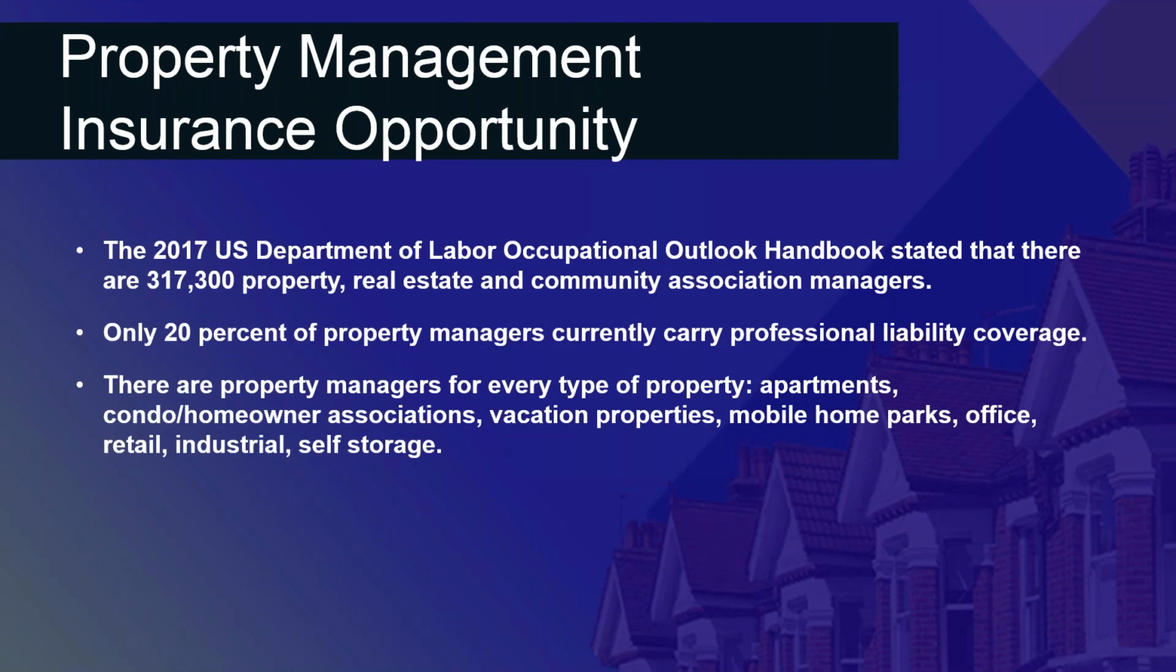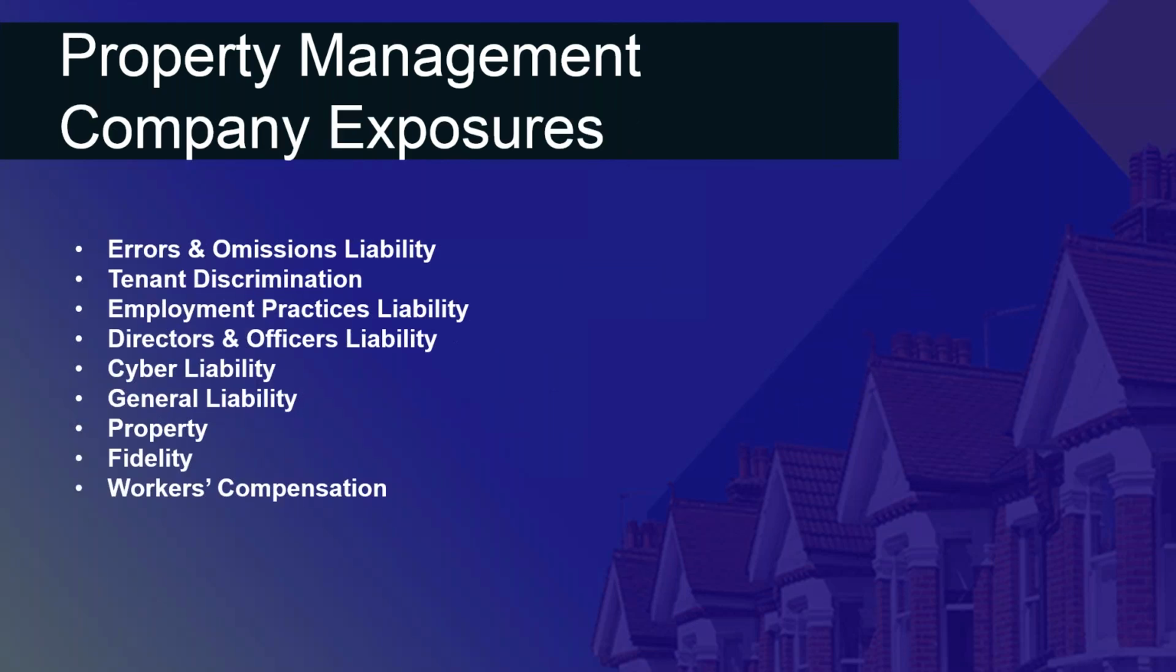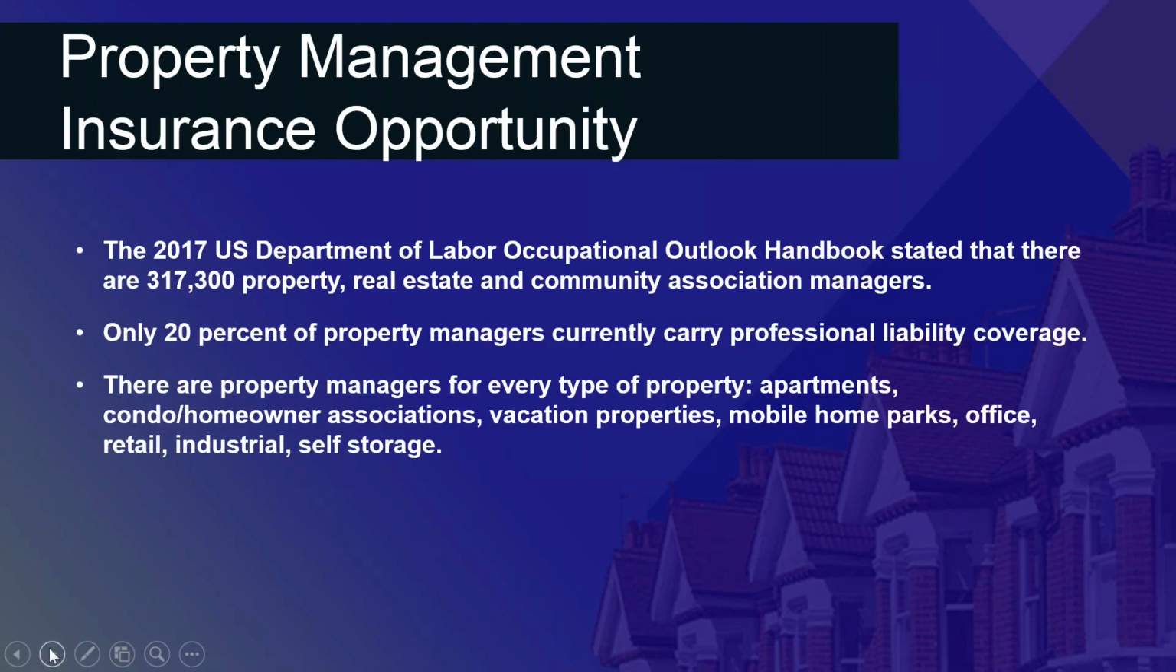Thank you, Anae. Good morning, everyone. So as far as opportunity goes, in 2017, the U.S. Department of Labor Occupational Handbook indicated that there are approximately 317,000 property, real estate, and community association managers. And only about 20% of them carry professional liability. We expect this number to grow, especially if more states like Nevada mandate that if you're a property manager, you must have a broker on board. And if a broker's going to come on board with you, he's going to want you to have your own E&O. He's not going to want to put his E&O in jeopardy.